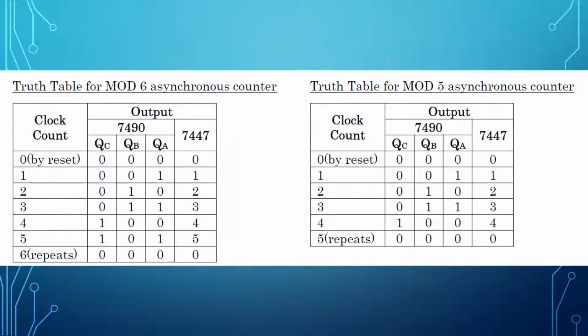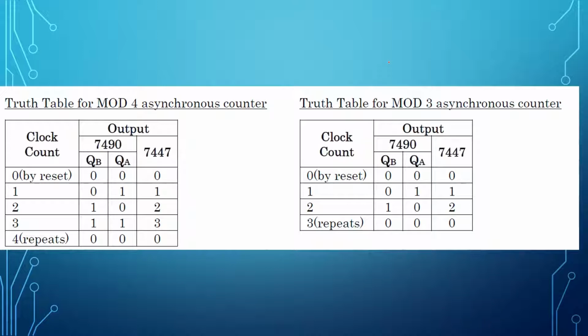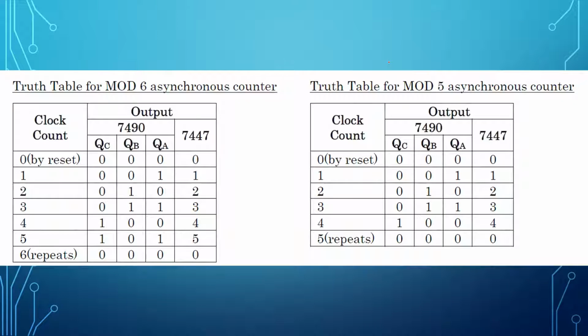So you can see the truth table for all the things. You can see mod 10 counter, mod 7 counter, mod 6, mod 5, mod 4, mod 3. Everywhere you can see the clock pulses given, and you can see your counters giving you the output. So when I speak about mod 6 counter, you can see the changes here.